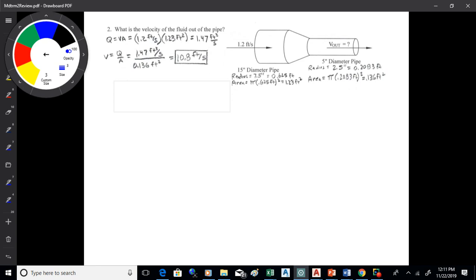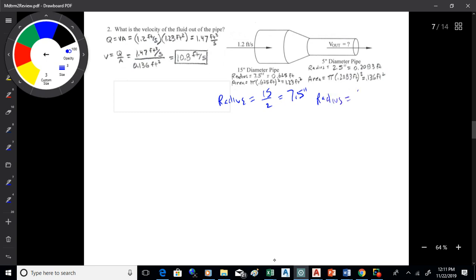So then what you want to do is calculate the areas, and normally I do that first thing. If I've got 15-inch pipe, the radius of the pipe is 15 over 2, so that would be 7.5 inches. And here the radius is 5 over 2, and that's 2.5 inches. Once you've got that, then you can find the areas, because that's what you're going to need. This type of problem is Q equals VA.